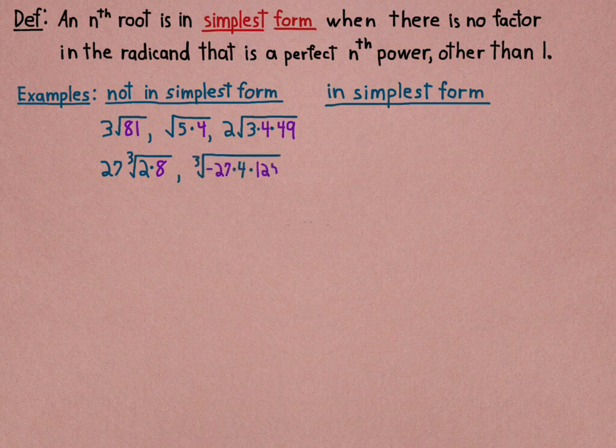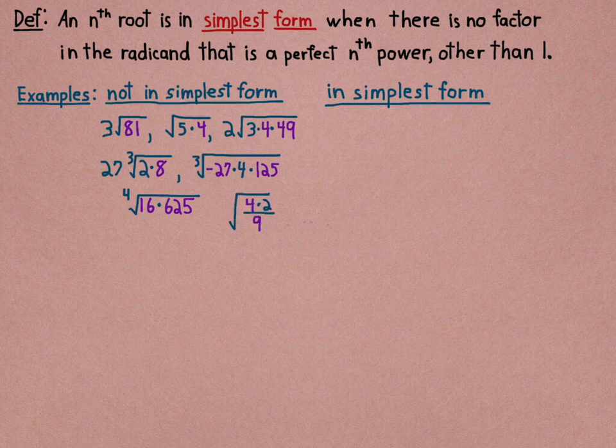The cube root of negative 27 times 4 times 125: the cube root of negative 27 is negative 3, so that's a perfect cube, and 125 is 5 cubed, so that's not in simplest form. There's a fourth root: the fourth root of 16 times 625. 16 is a perfect fourth power, it's 2 to the 4th, and 625 is 5 to the 4th, so that one's really not in simplest form. That'll actually simplify to an integer.